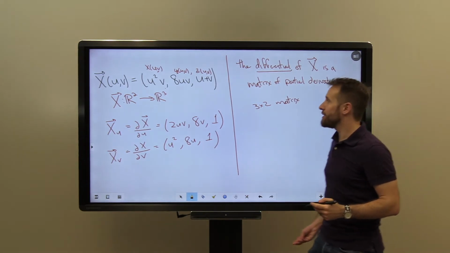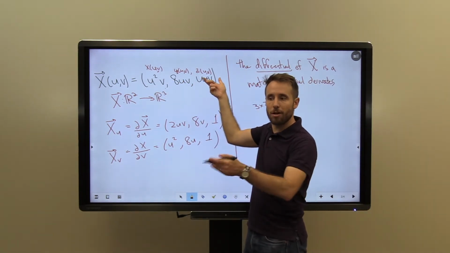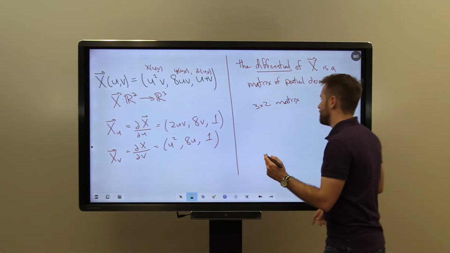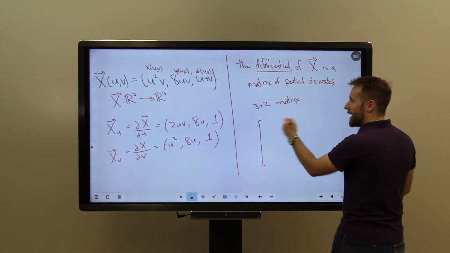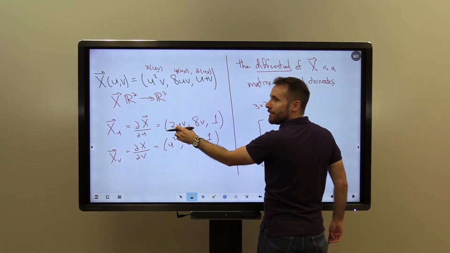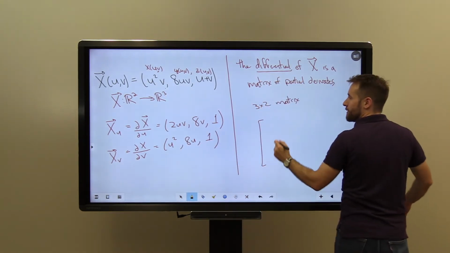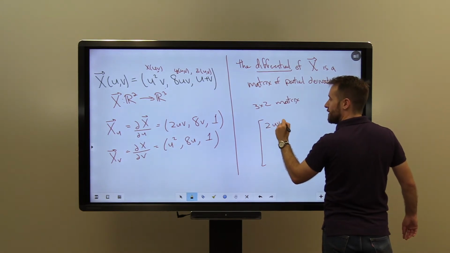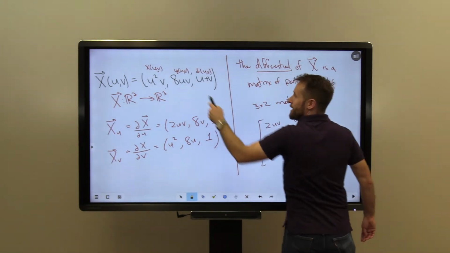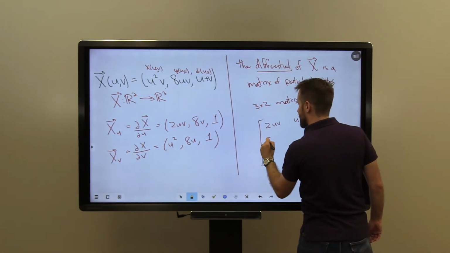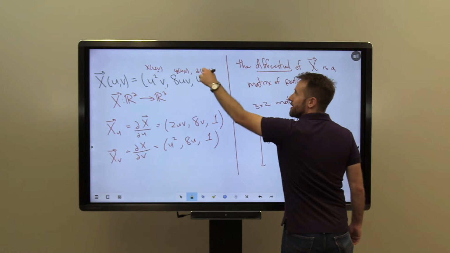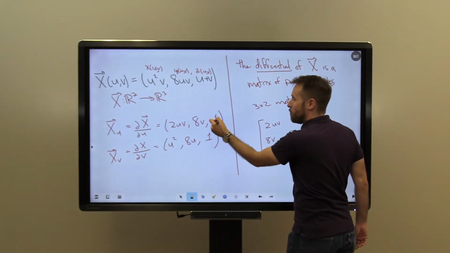In essence, I'm going to take each of these entries as a row, and that row will correspond to the gradient of that entry. So put in a slightly more succinct way, the top row of this matrix will be the gradient of this first component. So first the u derivative and then the v derivative. So I would get 2uv and then u squared. The middle row will be the gradient of this second component. So that was 8v, 8u. And then the final row will be the gradient of this third component. So that's going to be 1, 1.